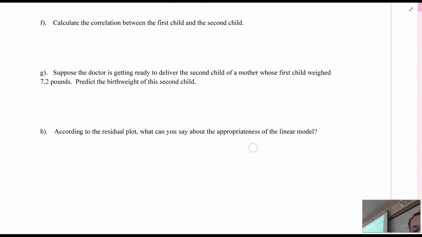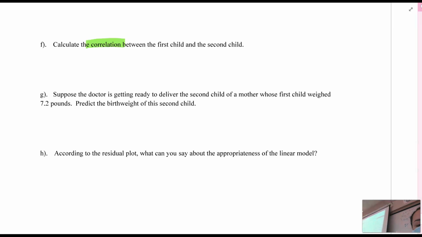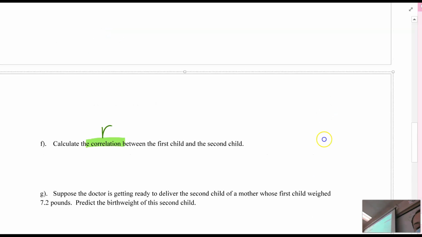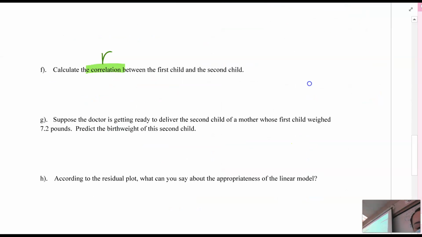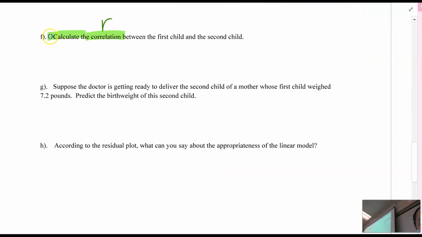Then on the back side, it says to calculate the correlation between the first child and the second child. Does anybody remember what variable that is? R. It's R, good. So correlation is R. So if you look back at the table, there is something on this table that will help you solve for R. You just have to figure out what that is. So in part F, it says calculate, because that one you have to actually do something to calculate R, okay?